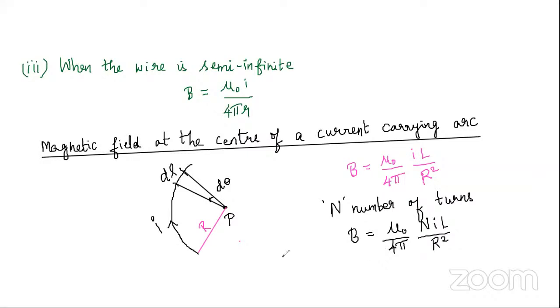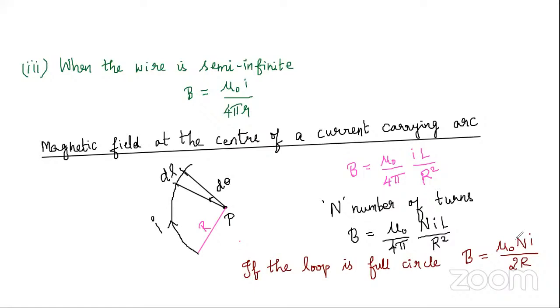And one more thing I want to tell you. If the loop is a full circle, this can be considered as a case. In that case, the magnetic field at the center is given by B equal to mu naught Ni divided by 2 into capital R. That means this loop is a full circle.